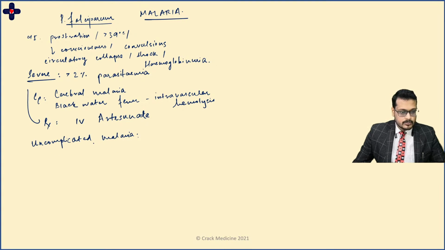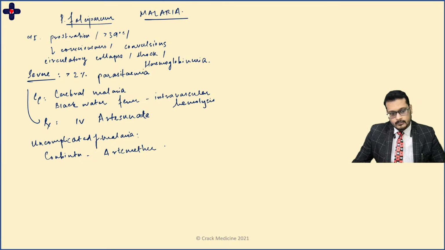Okay, so the combination therapy will be artemether plus lumefantrine. It's a bit confusing, so I would want you guys to understand it very clearly. Right now we're talking about falciparum malaria, okay, and we're not talking about the other malarias. So you can also give artesunate plus mefloquine.